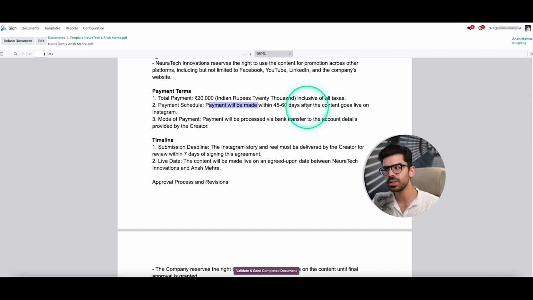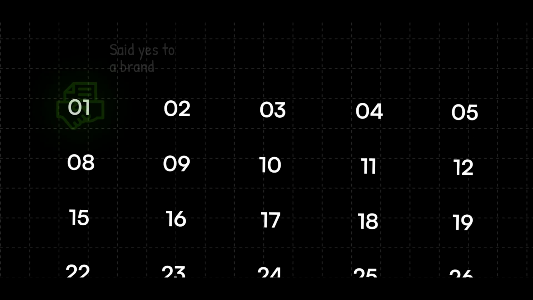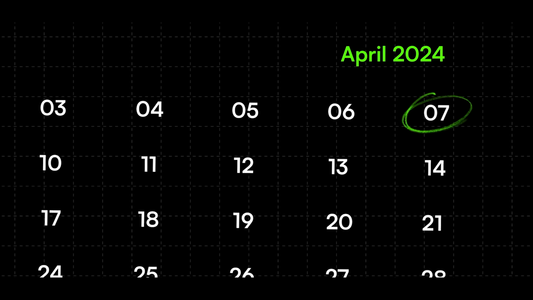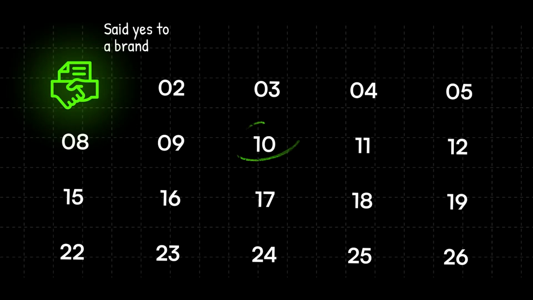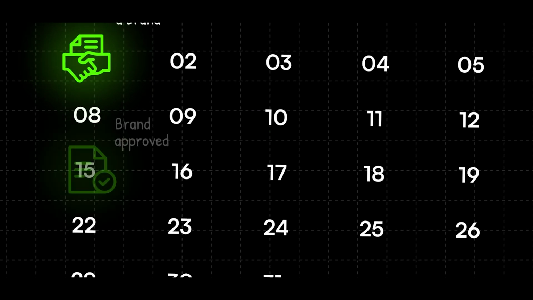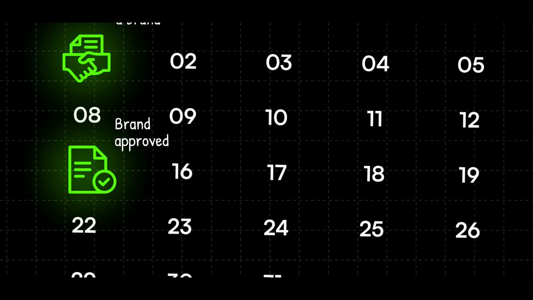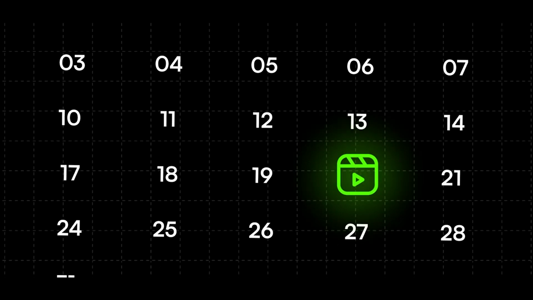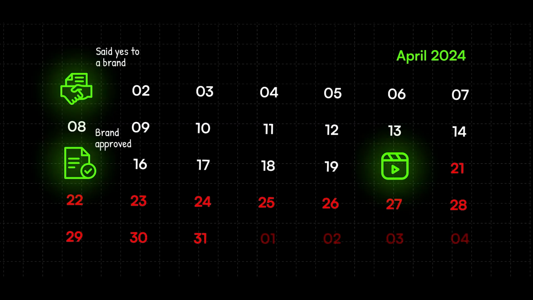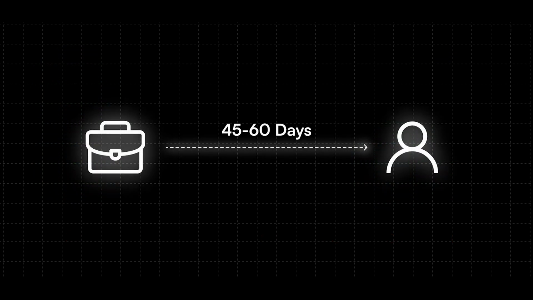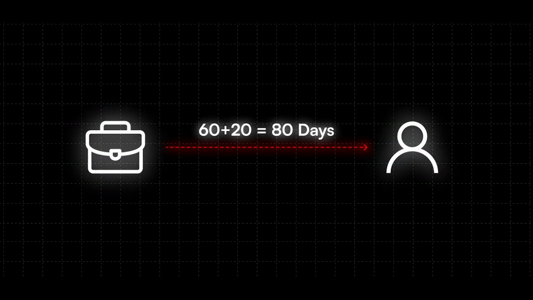Now, this clause might sound simple, but let me just explain this. This is not 45 to 60 days after you saying yes to the brand. You might say yes to a brand on 1st of April, then script by 7th of April, record and edit by 10th of April. And then the brand would approve it by 15th of April. And then once you release the reel on say 20th April, you'll have to wait for another 45-60 days after 20th April to get the payments. So technically, you'll have to wait 60 plus 20 days. That is almost 80 days before you get paid.